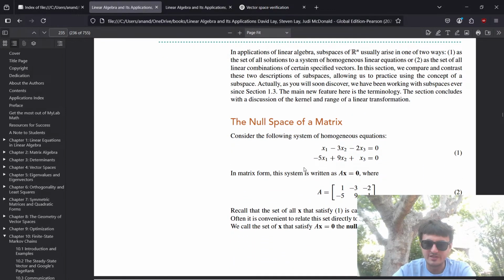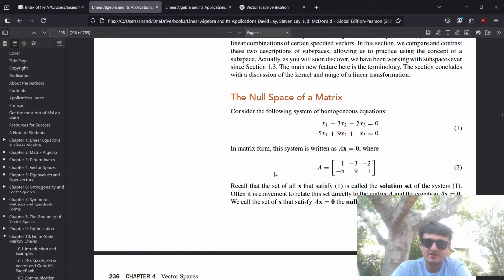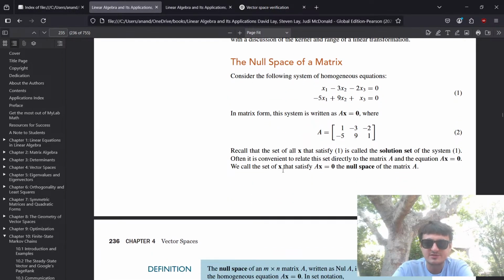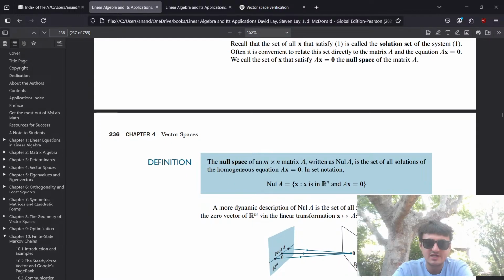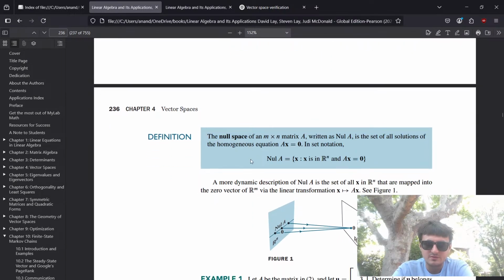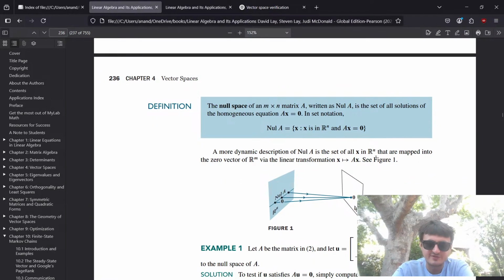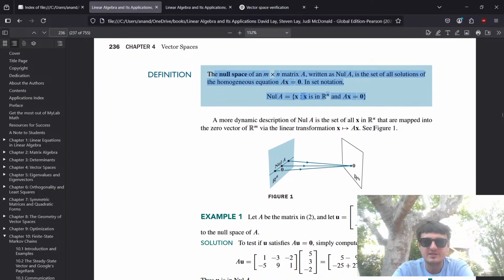So here's a little reminder of what null space is. It's basically all the x such that Ax equals 0. And we can do this of a matrix, but this is the general definition of null space. I feel like we've seen this exact definition before. I don't really know why they're saying it again, but that's fine.